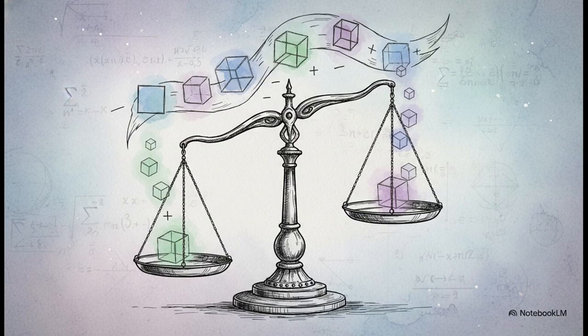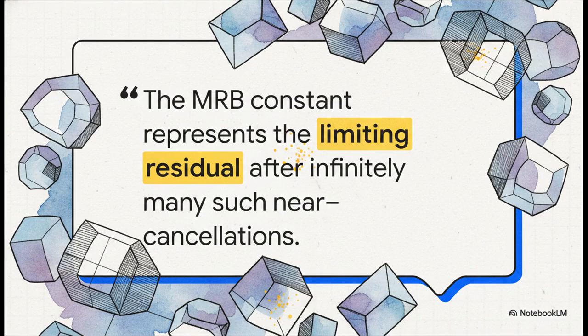So what the MRB series is actually doing is playing an infinite game. It's taking the edge length of that 2D square and subtracting the edge length of the 1D line. Then it adds the edge of the 3D cube. Then it subtracts the edge of the 4D tesseract. Forever. It's measuring the tiny final imbalance in this incredible trans-dimensional chain of shapes. And this quote from the original manuscript just says it perfectly: the MRB constant represents the limiting residual after infinitely many such near cancellations. The edges of these hypercubes get closer and closer in length, but they never perfectly cancel each other out. The MRB constant is that tiny little bit left over at the very end.